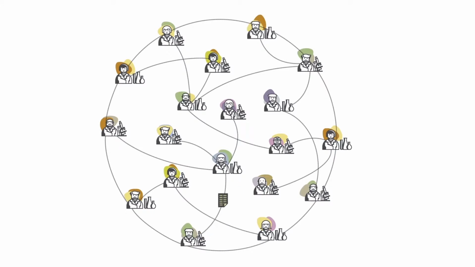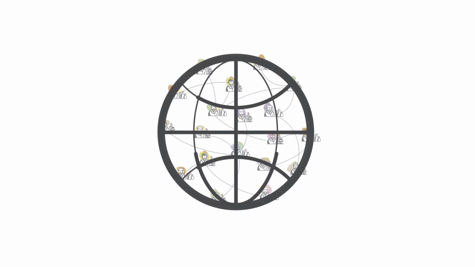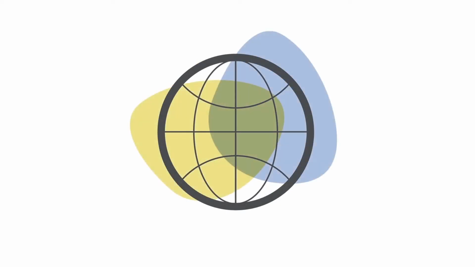The mission of Sample of Science is to promote the circulation of samples between researchers all over the world, among and across communities. So, how does it work?